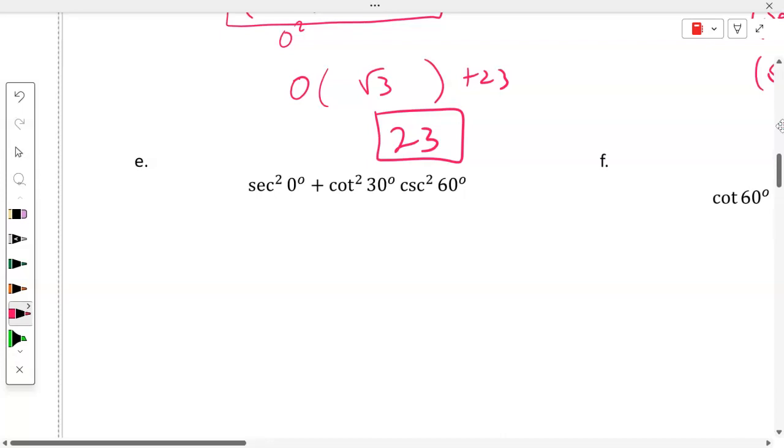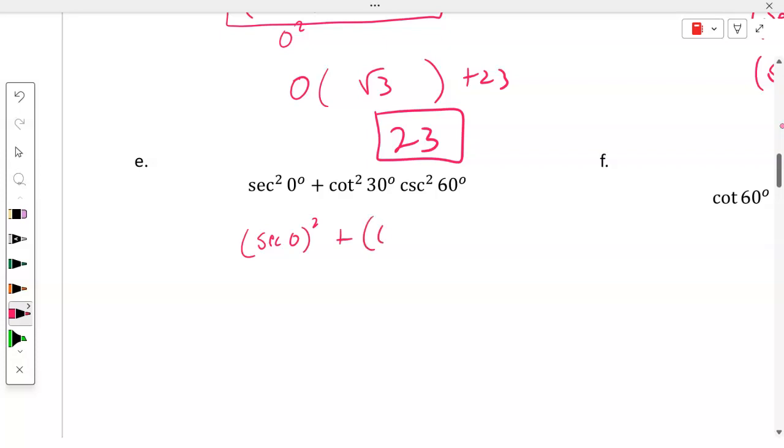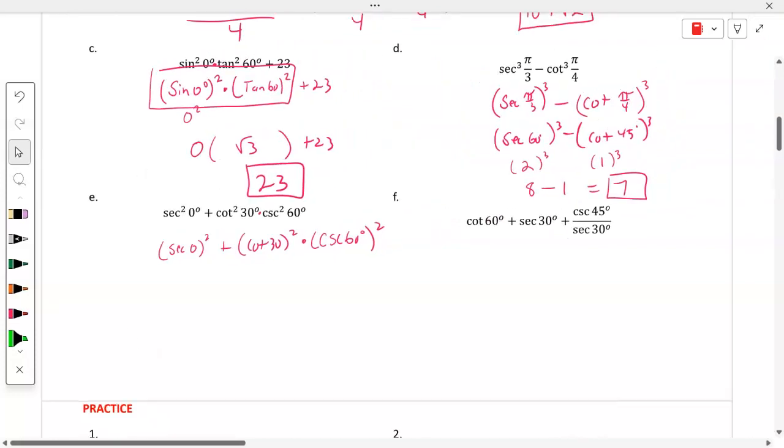So we've got secant squared of 0 degrees. Again, we're going to take whatever the secant of 0 is and square that. Plus, we're going to take the cotangent of 30 and square that. And we're going to times it by the cosecant. Notice there's no plus or minus there. So we're going to find the cosecant of 60 degrees and square that. So that's really what's going on overall. Let's actually evaluate it.